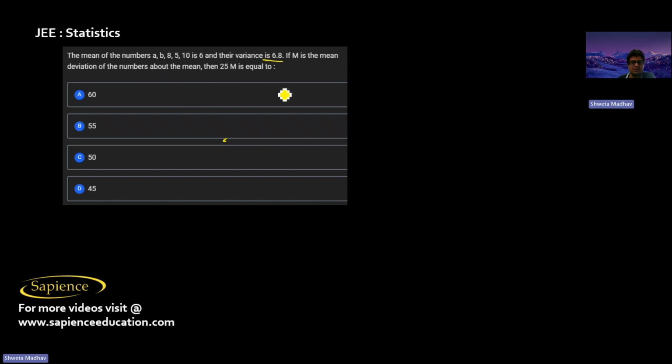Mean of the numbers is 6, so I can say that the mean, that is a plus b plus 13 plus 5 plus 10 divided by 5, since 5 numbers are there, is equal to 6. So I can say a plus b equals 30 minus 13 plus 10, that is 23, so a plus b equals 7. And their variance is 6.8.